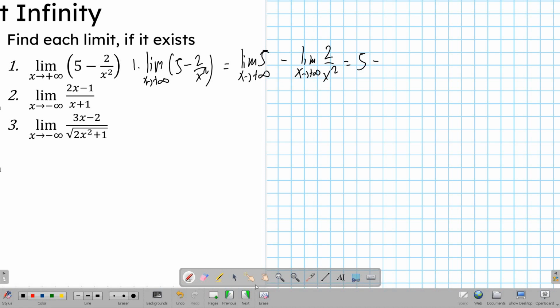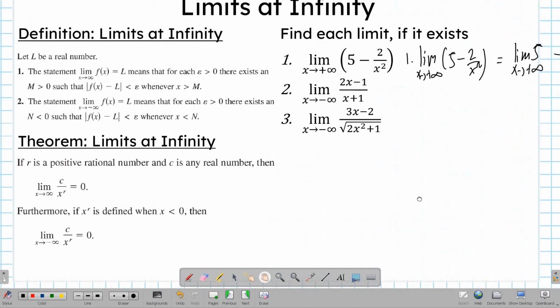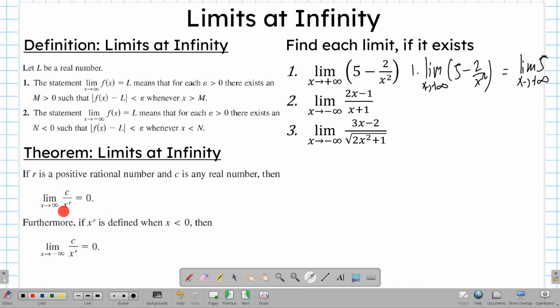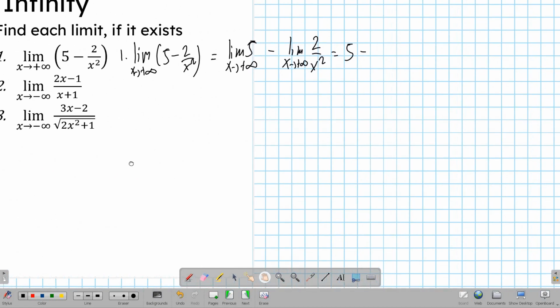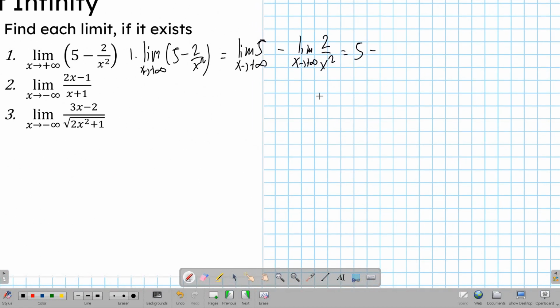Minus, in this case, we follow this theorem here. As x approaches positive infinity, the limit of c over x raised to r is equal to 0. So therefore, the limit of this would be equal to 0. And this is 5 minus 0, which is equal to 5. Therefore, the limit of 5 minus 2 over x squared as x approaches positive infinity is equal to 5.